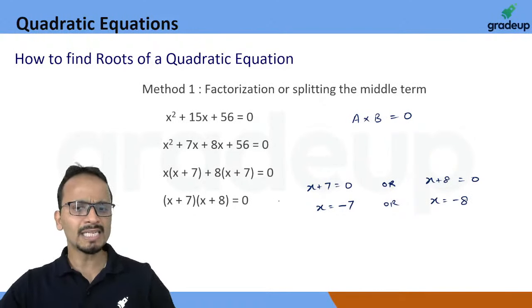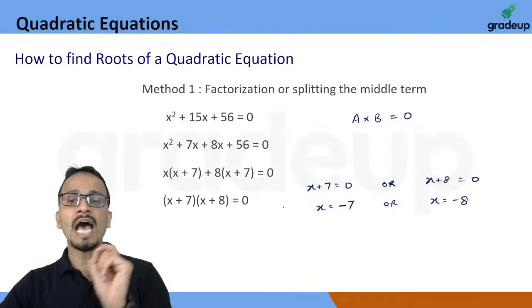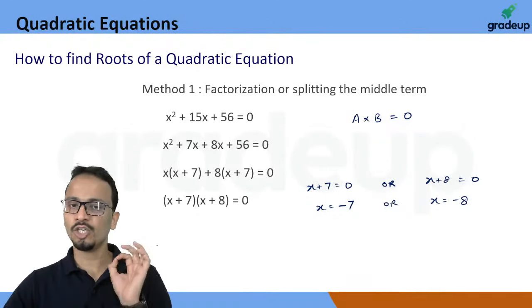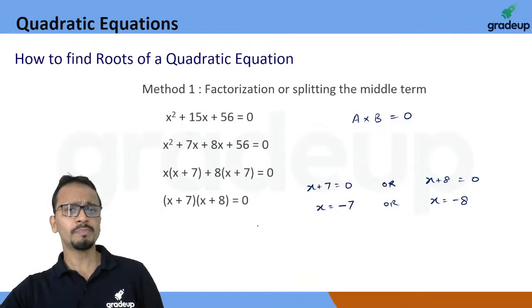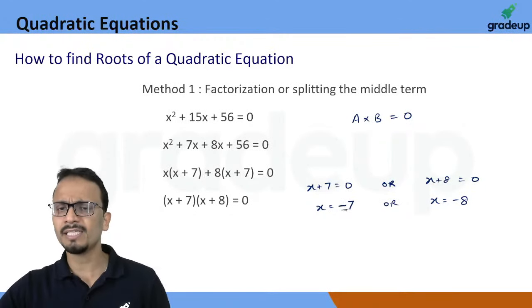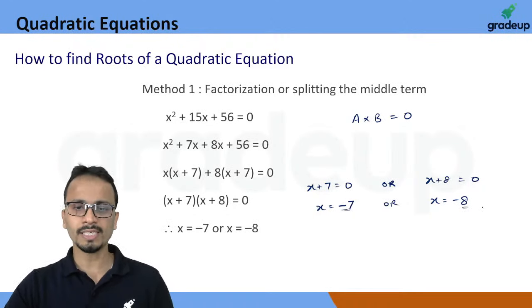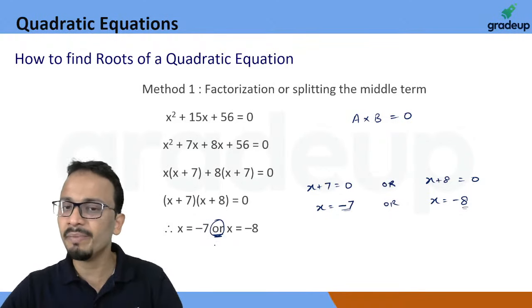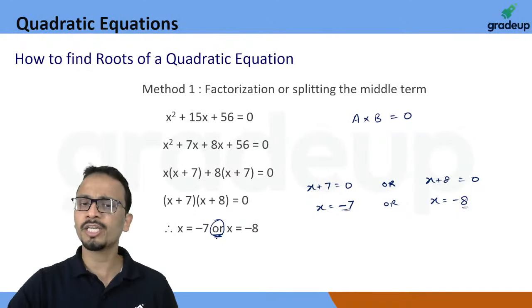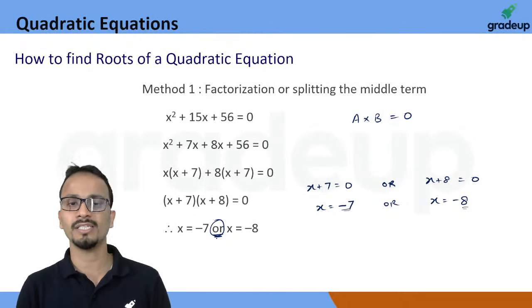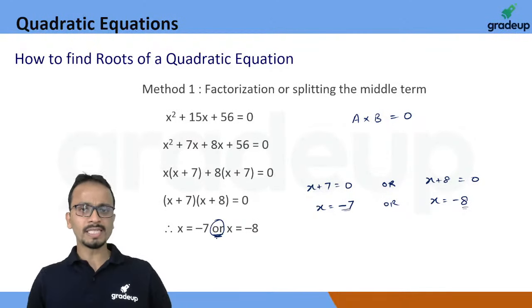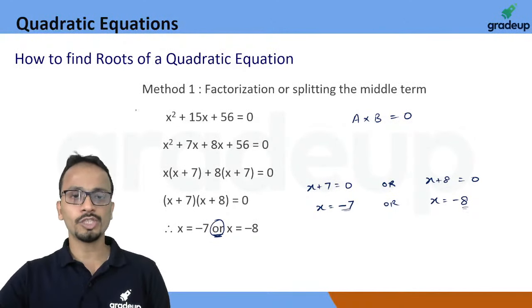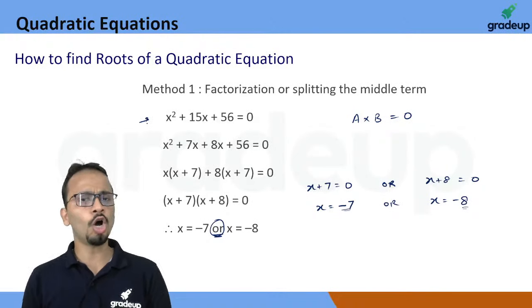We'll never say that x will be equal to minus 7 and minus 8. No, x cannot take two values simultaneously. So the perfect way to express the answer is x will be either minus 7 or minus 8. All right, am I clear? So don't forget to put 'or' between them, and 'and' will never come here because x cannot take two different values simultaneously. So we can say that the values of x that will satisfy this given quadratic equation will be either minus 7 or minus 8.